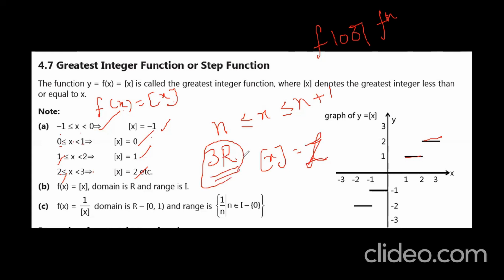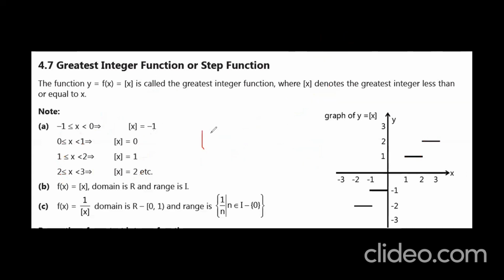Okay. So if I take any constant, let me take any constant k, where k belongs to Z, and x belongs to R. Then the integral part of x plus k is going to be the integral part of x plus the constant. Constant doesn't change anything, you take the constant as it is.